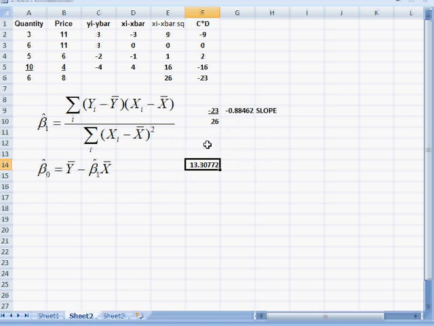So this is telling us that the best equation would be that price, the y, equals 13.30772 minus 0.88462 times x, which is the quantity. Alright, so let me make this bold so we can see that a little better. That's our best equation that would minimize the sum of the squared residuals.